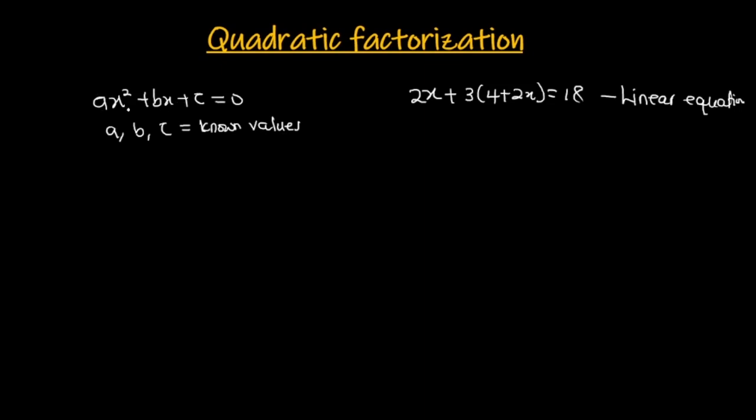So we can have ax in this instance raised to the power 2, or we can have, let's say, ax cubed plus bx squared plus cx plus d is equal to 0. This is also a quadratic equation.